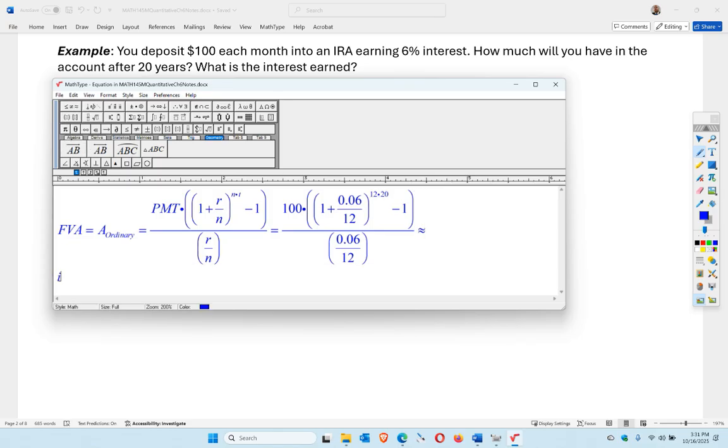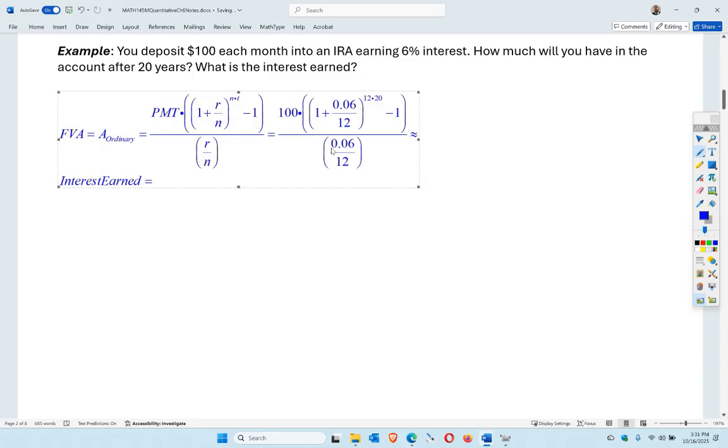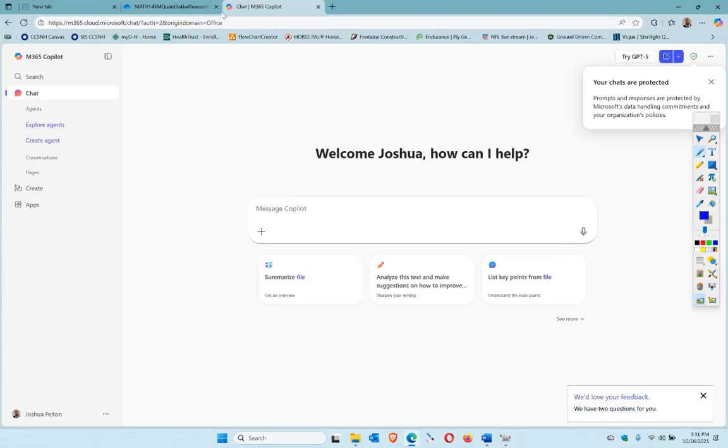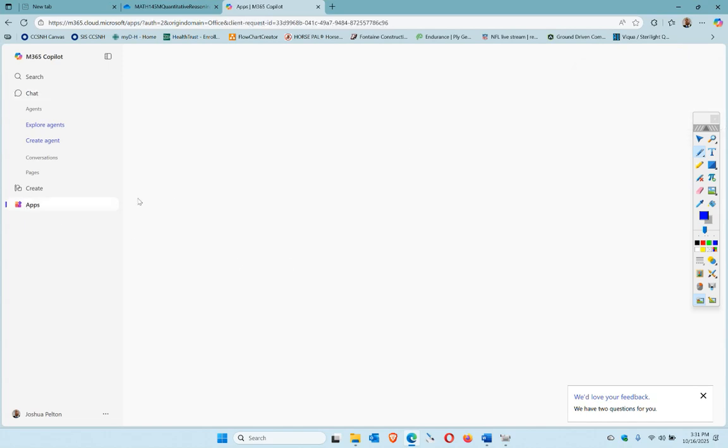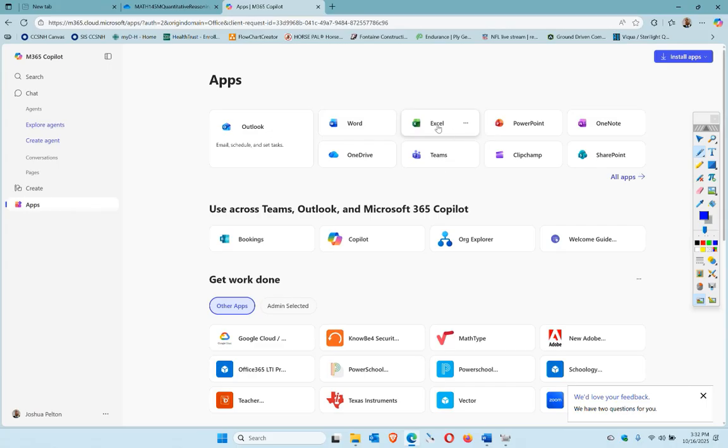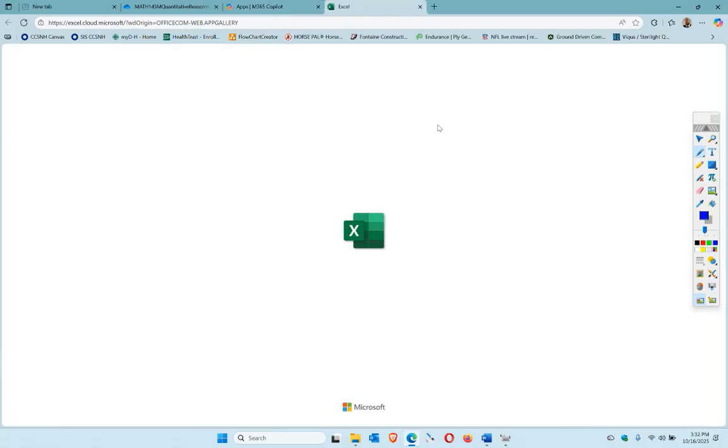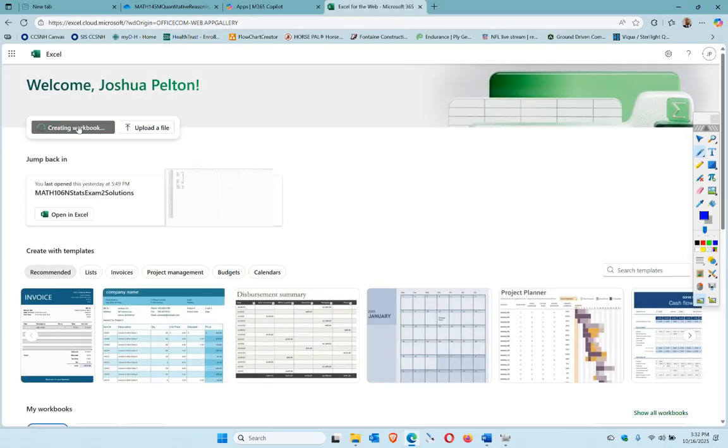We also want the interest earned, which will come from the previous answer. I'm going to copy this. You don't need to copy, I'm just doing it for the sake of the lesson. I'm going to go to office.com and log in with my student account, or in my case the teacher account, either way the same as your Canvas account. Go to Apps, and the Wi-Fi is slow, Excel, and create a blank workbook.